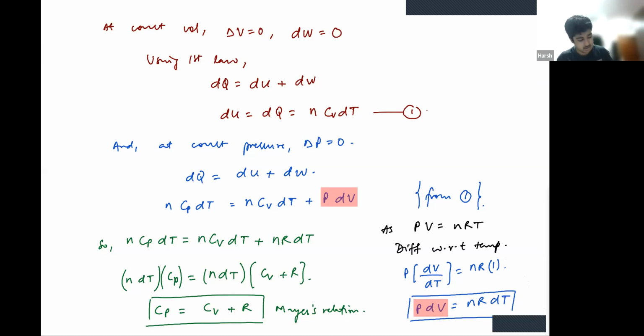So after this topic, the chapter is finished. I've defined one more topic, that is Kelvin and Planck's statement of the second law of thermodynamics. And after this, what are you doing? Kinetic theory of gases. Okay.